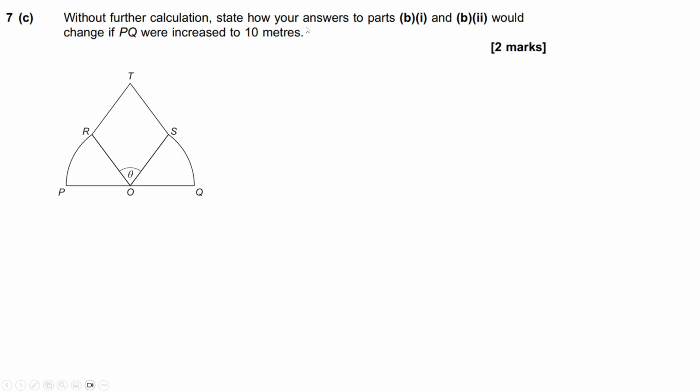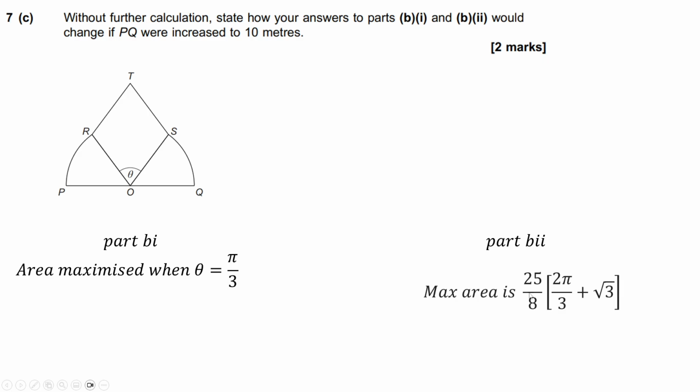Without further calculation, state how your answers to part BI and BII would change if PQ were increased to 10 meters. So this PQ here was originally 5 meters, but it's increased to 10 meters. So this here was 2.5, which means it must have increased to 5. So what we've essentially done is we've doubled the radius. Now, we know that the area is originally maximized when theta equals pi over 3, that's part BI, and then BII said that the max area is this.